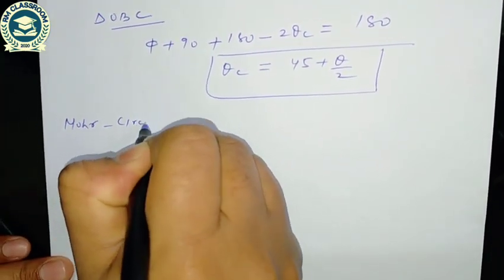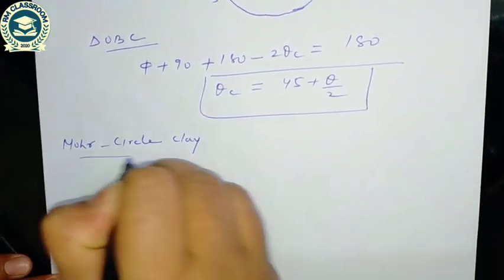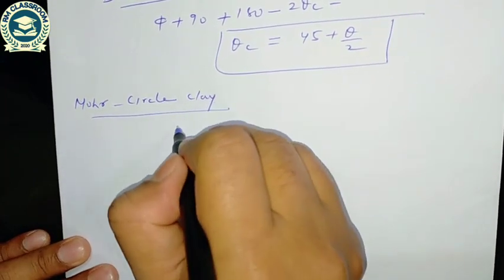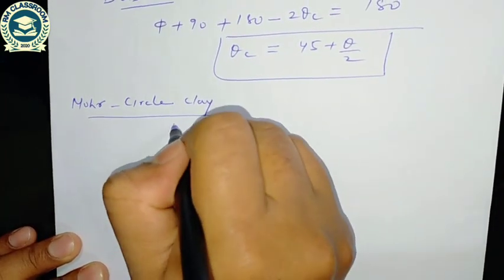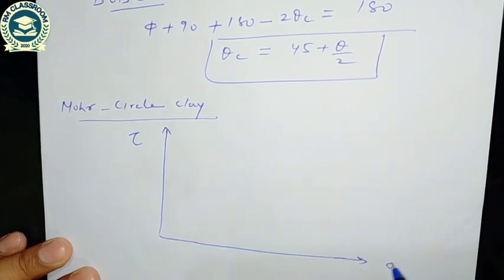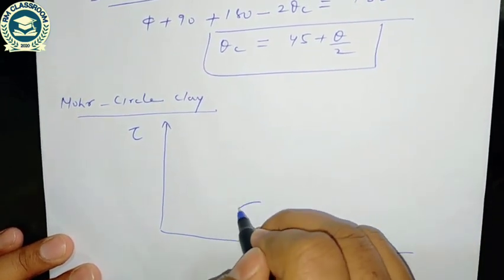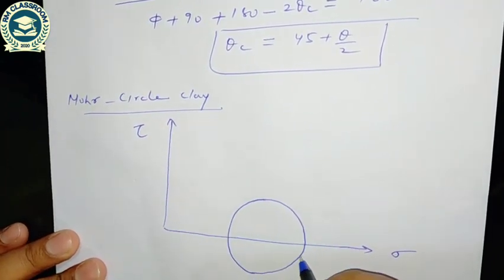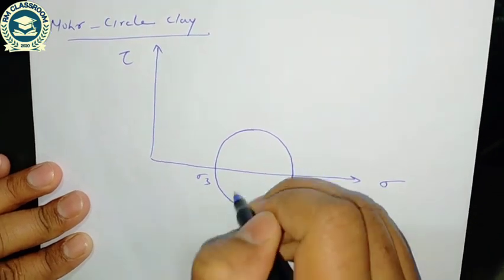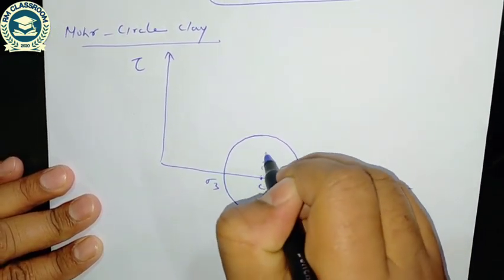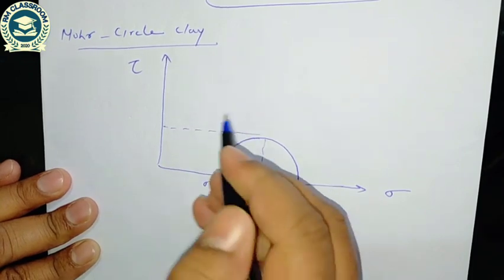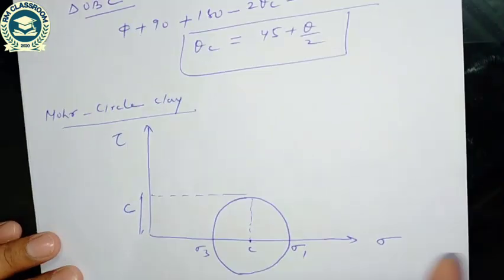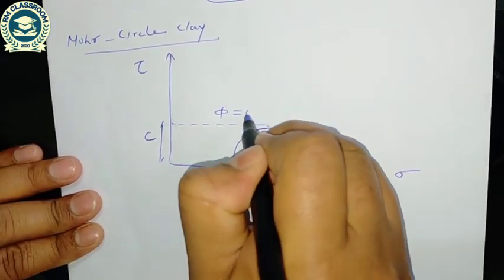So we know the Mohr circle for clay. For clay, cohesion will exist but angle of internal friction will be 0. So the Mohr circle is the graphical representation of shear stress to the normal stress. This is the Mohr circle for the clay. Major principal stress, minor principal stress. This is the center of the Mohr circle, and this is the cohesion, and angle of internal friction is equal to 0.